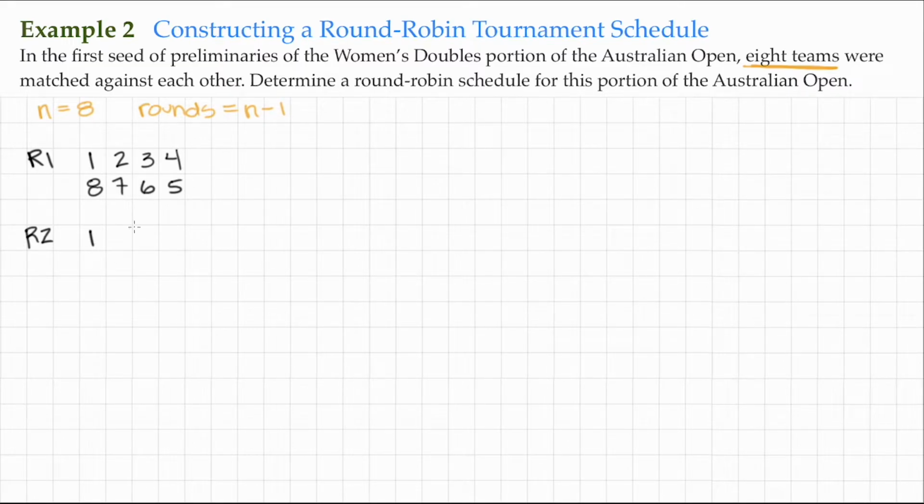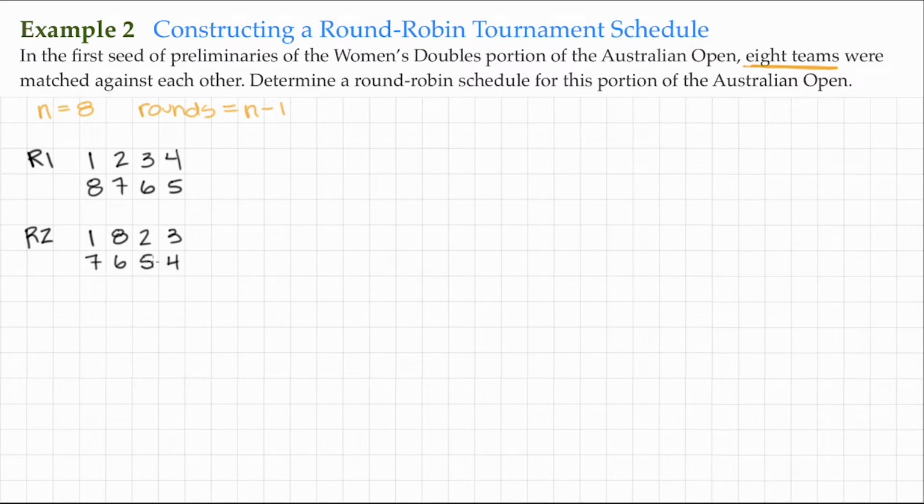Then we go in a clockwise rotation. I put 8 up here, team 8, 2, 3, halfway, come back around, 4, 5, 6, and 7. So for the second round, teams 1 and 7 will be matched up. Teams 8 and 6 will be matched up. Teams 2 and 5 will be matched up for the second round. And teams 3 and 4 will be matched up during the second round.